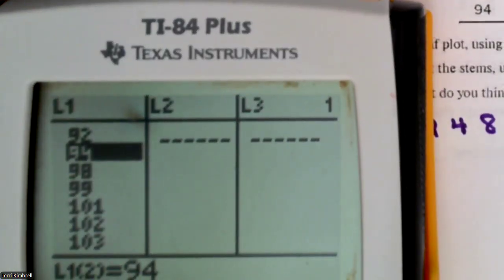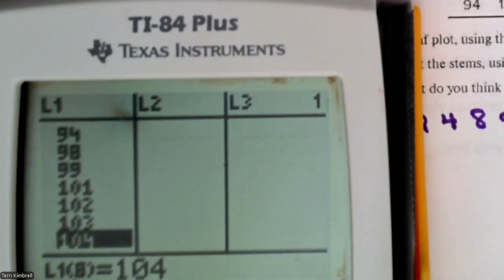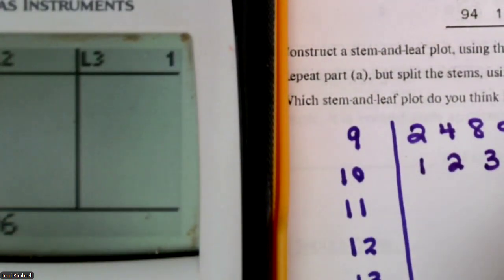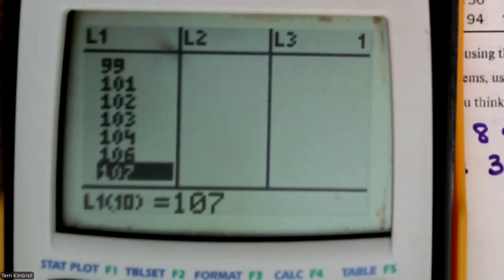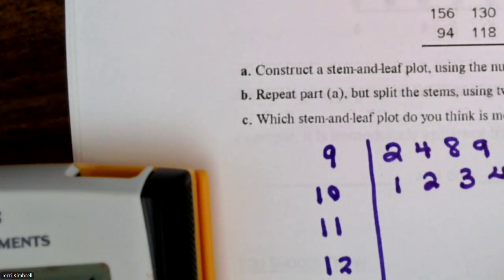Okay. Then I go to my 10s. So I have a 1, 2, 3, 4, 6. So I'm going to put those down. 1, 2, 3, 4, 6. And then I have a 7, 9, 9.